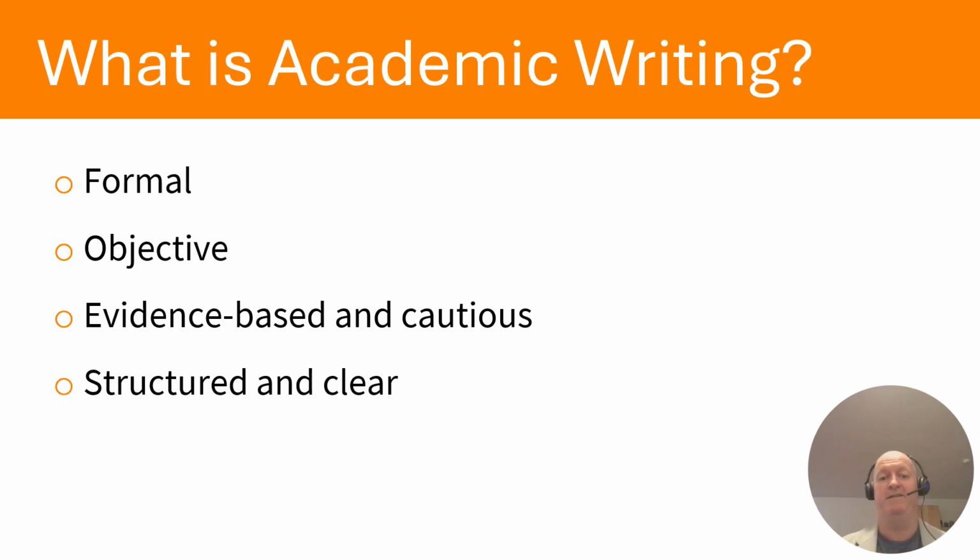So what is academic writing? Well, it's a formal style of writing, and it's objective. Objective meaning that we stay away from personal opinions, and we don't use language of emotion. So we avoid trying to use emotion in our writing. It's evidence-based and it's cautious. And finally, it's structured and clear.